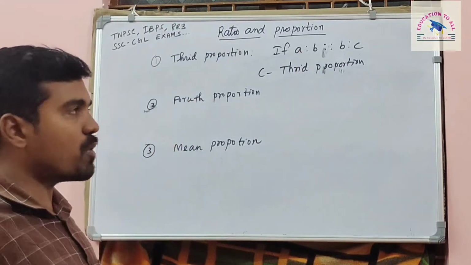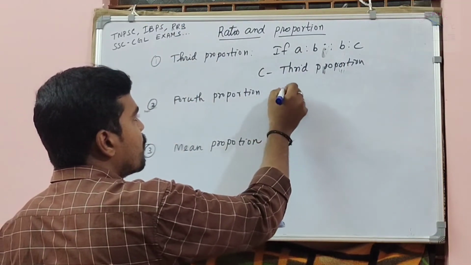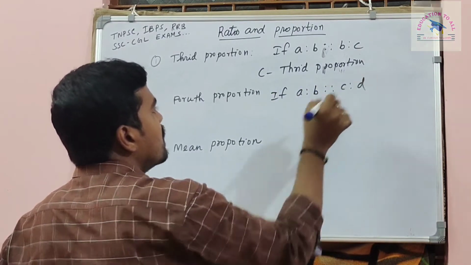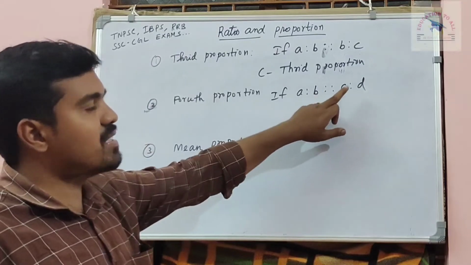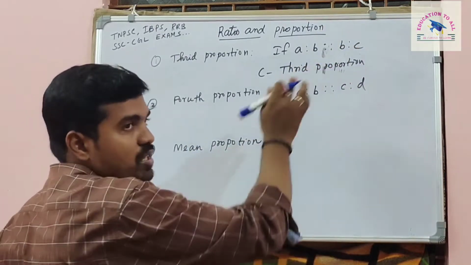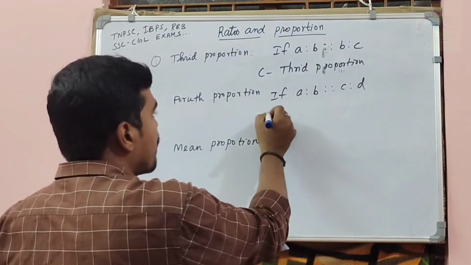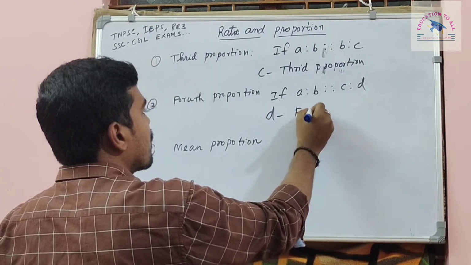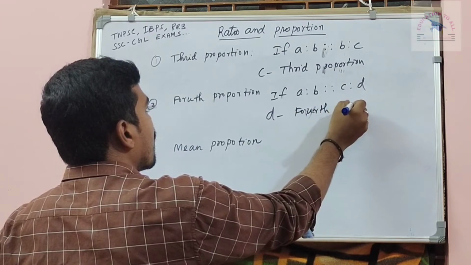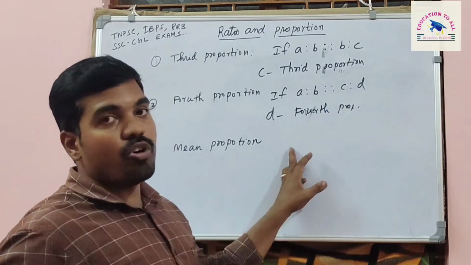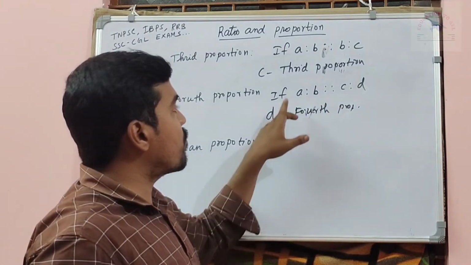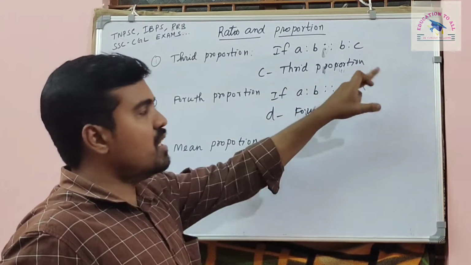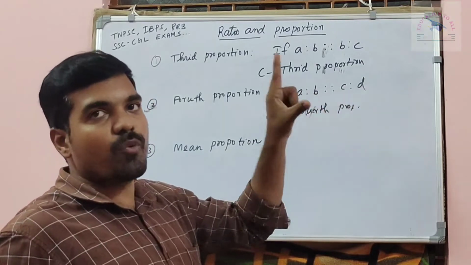Next, fourth proportion. If A is to B is as C is to D, then D is called the fourth proportion. Here four terms should exist: A is to B is as C is to D. Then D is called the fourth proportion.